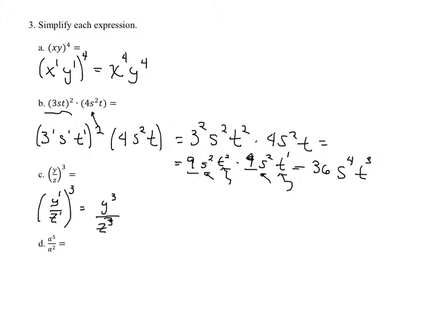And last but not least, d, they're divided. So I have 5 a's on top, 2 a's on the bottom, 2 will cancel, and I'm left with a to the 3rd. And you might be saying, why can't you just subtract your exponents and get that result? And you absolutely can.